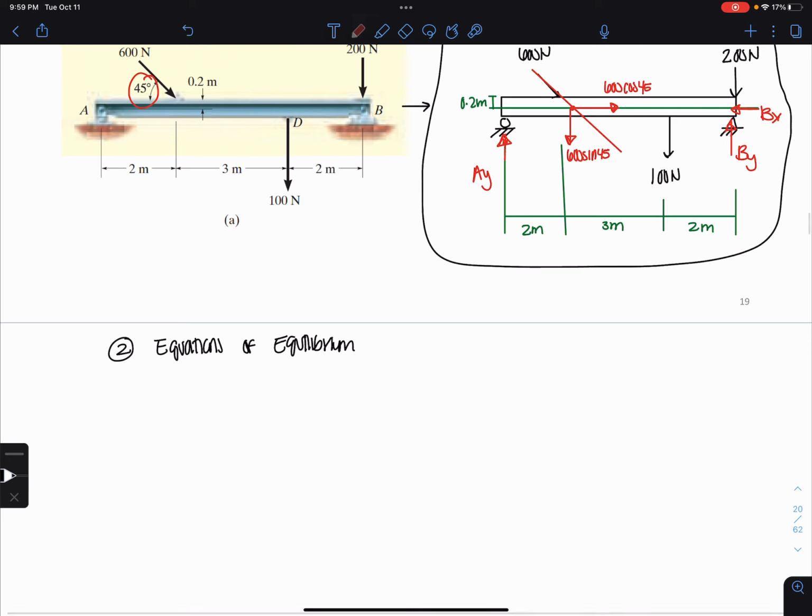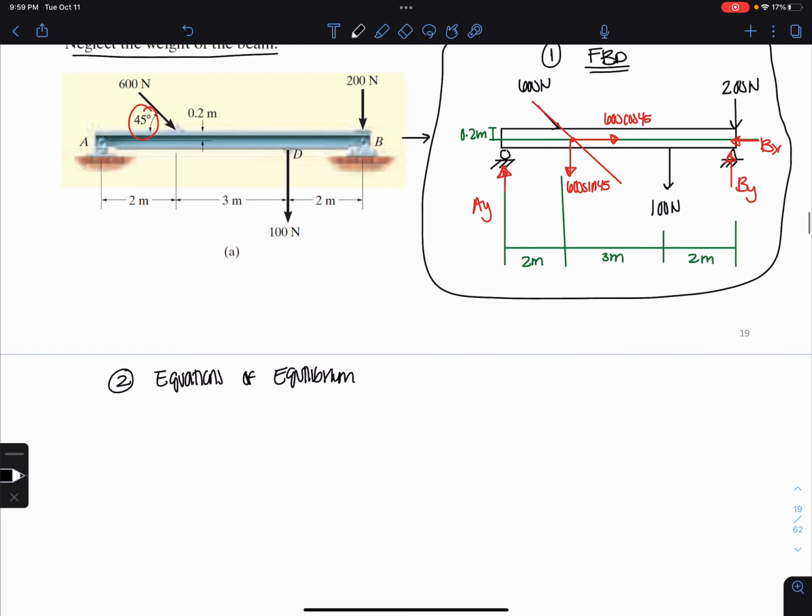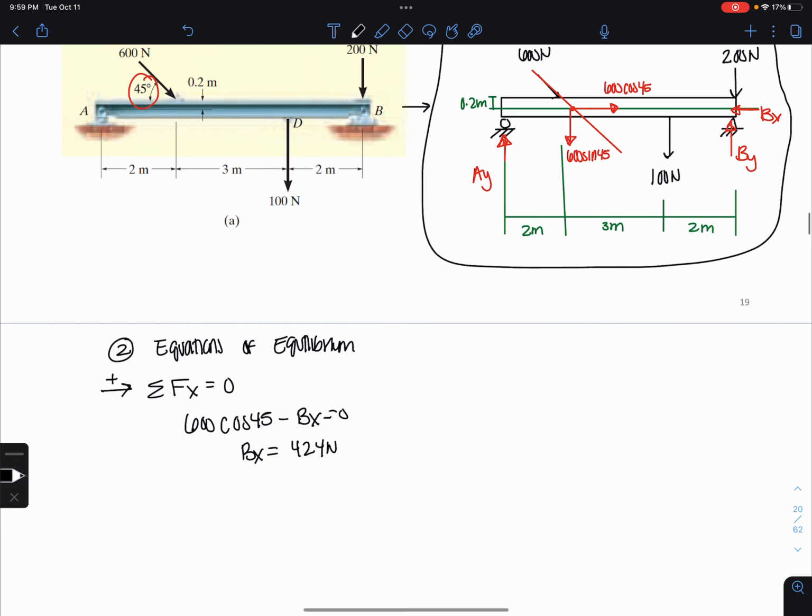Now I can go ahead and easily put everything into my equilibrium equation. So let's start with summation of forces in the x direction and set everything equal to 0. I'm going to say that going to the right is positive. Everything in the x direction would be the 600 cosine 45 minus Bx equals 0. I end up getting Bx is equal to 424 newtons.